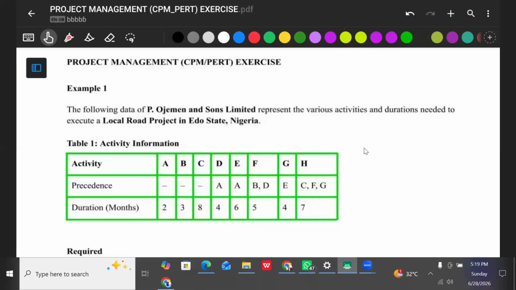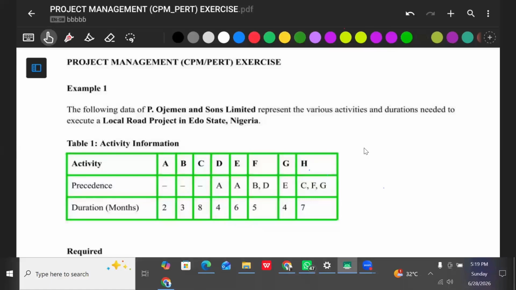So each of these activities may represent a particular task for the road project or the road construction. All right, so we'll leave that aside for now. Let's focus on what we've been given.